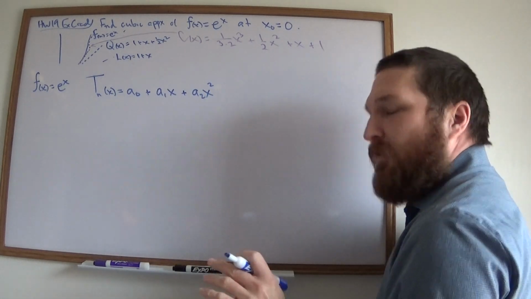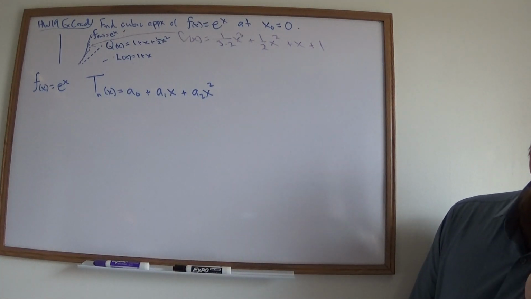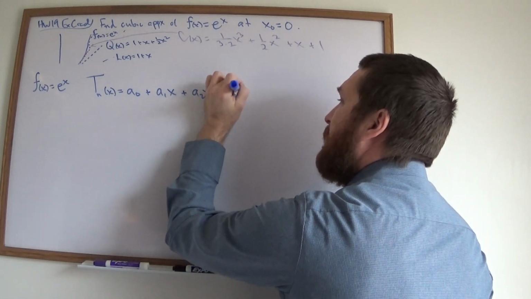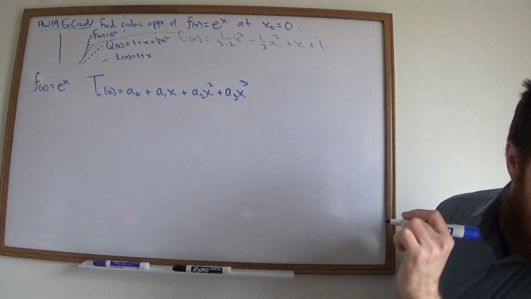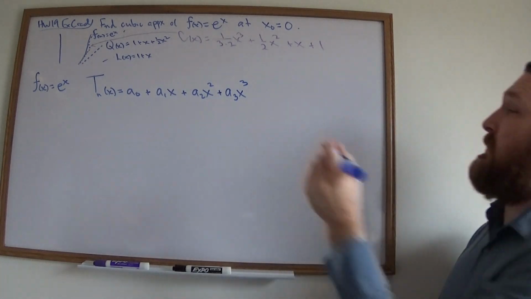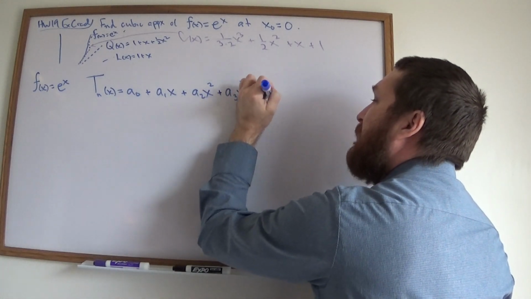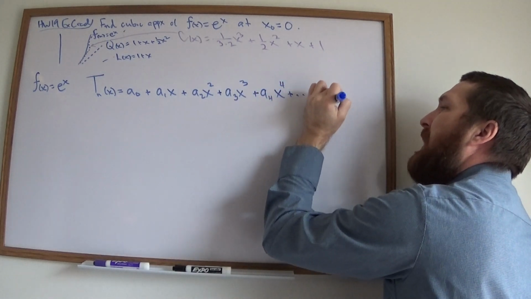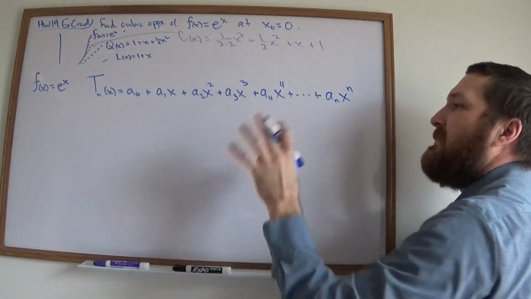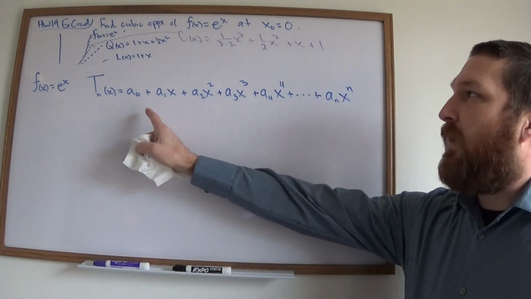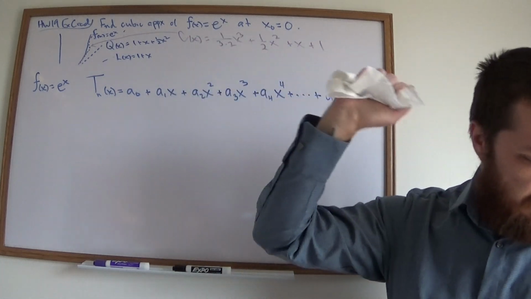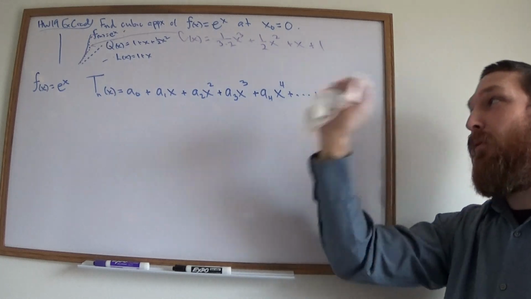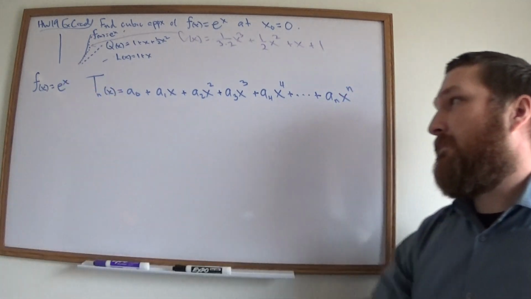But because of what we're going to do here in a minute, I want to have a bit more. So I'm going to go A3 x to the third, and did I want A4 x to the fourth? Yeah, I did. And then all the way up to An x to the n. So that's the nth degree polynomial approximation of this function.